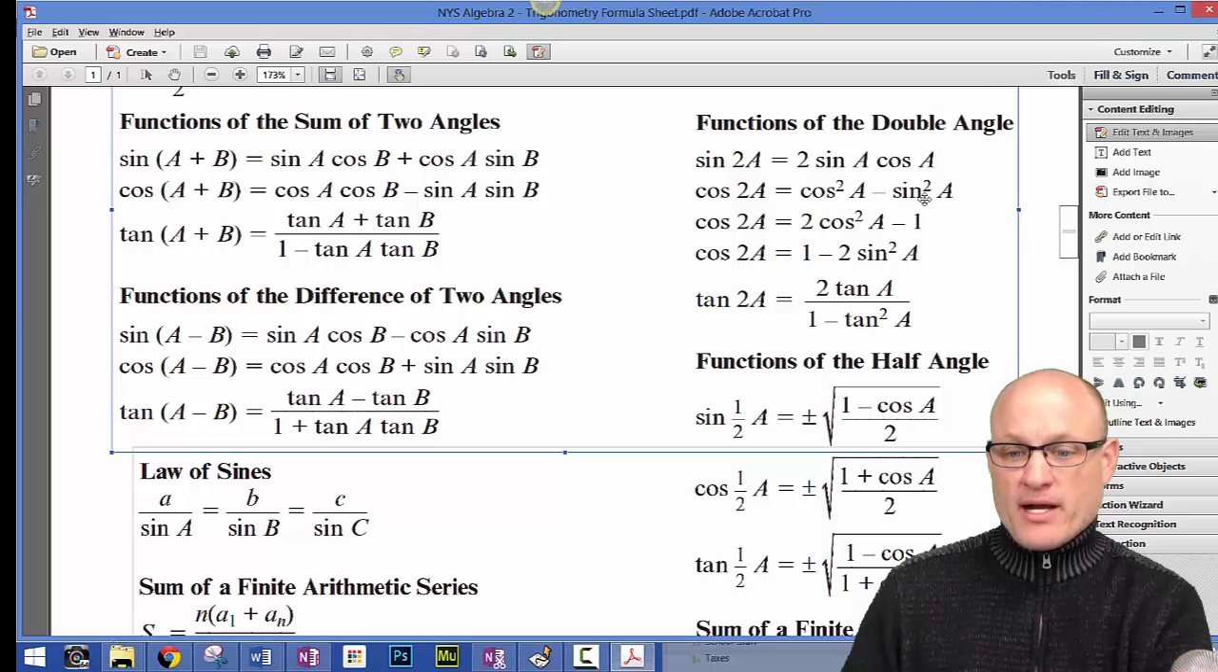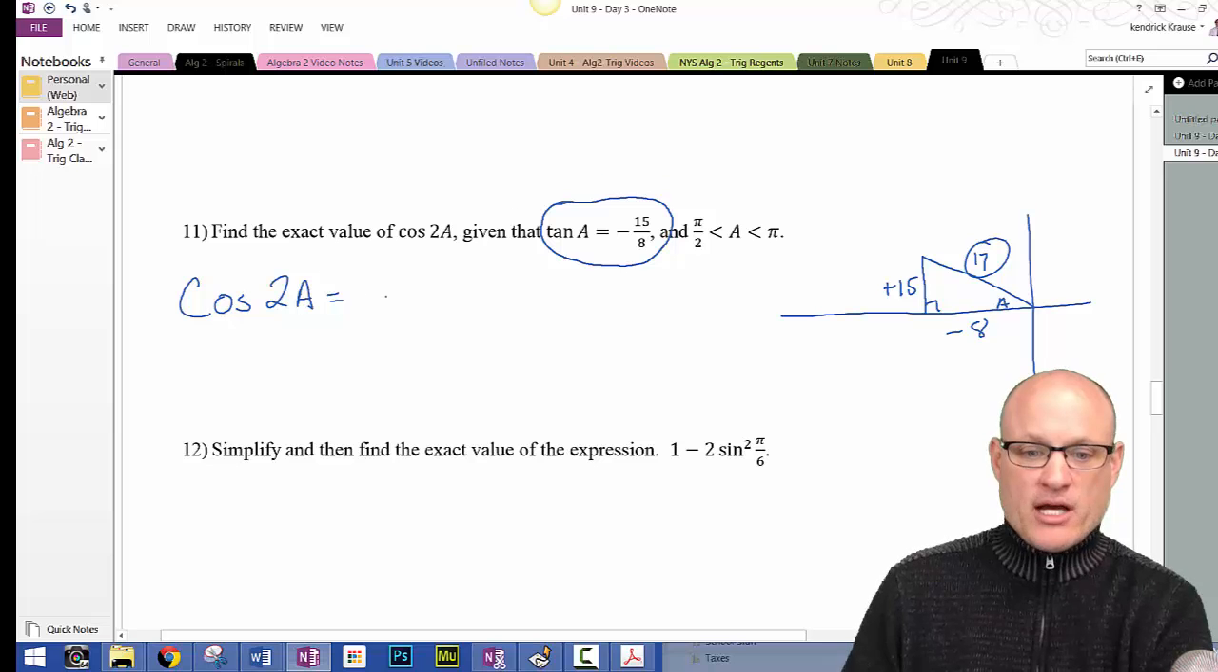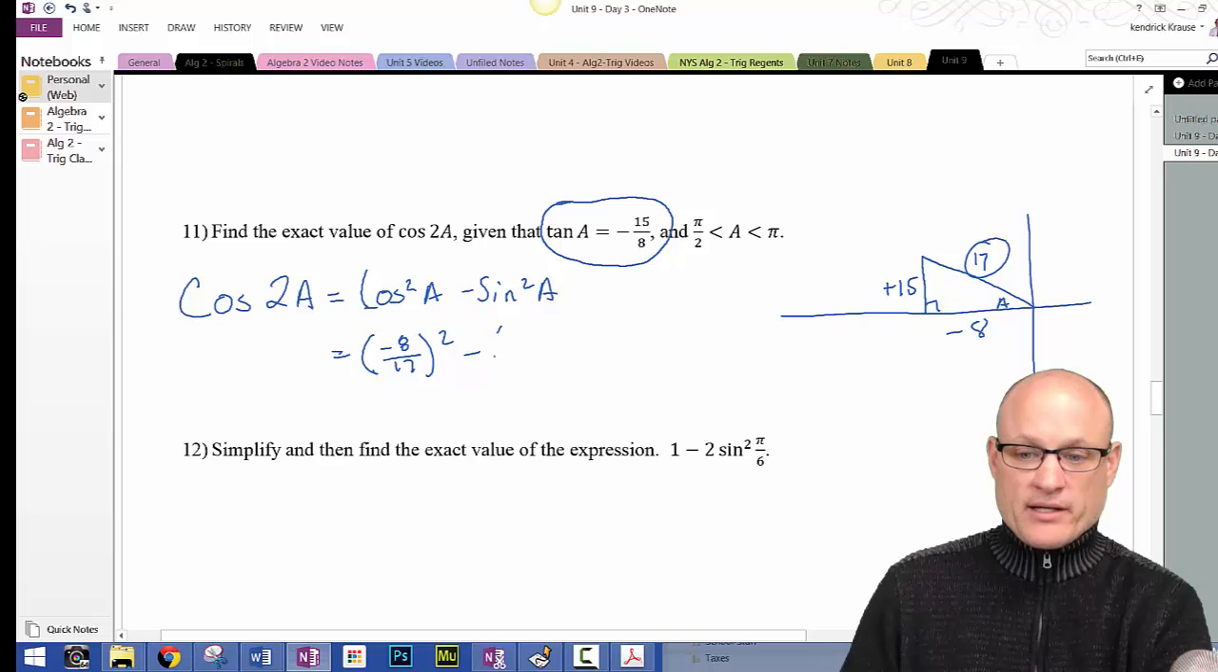So I can use the cosine, I can use the sine, or I can use the one with cosine squared minus sine squared. And I'm just going to use the cosine squared minus sine squared. It really doesn't matter. I'll show you that in a second. So we're going to use cosine squared A minus sine squared A, or negative 8 over 17 squared minus 15 over 17 squared.